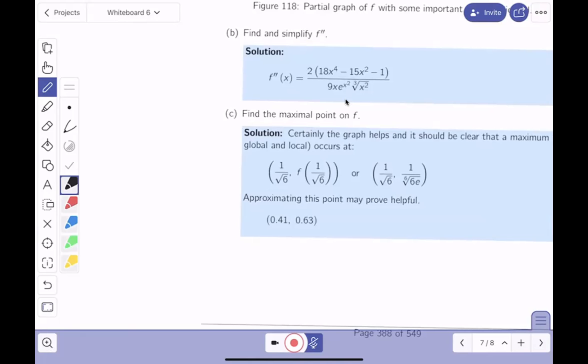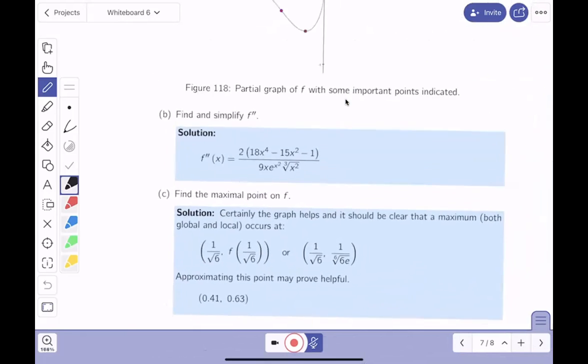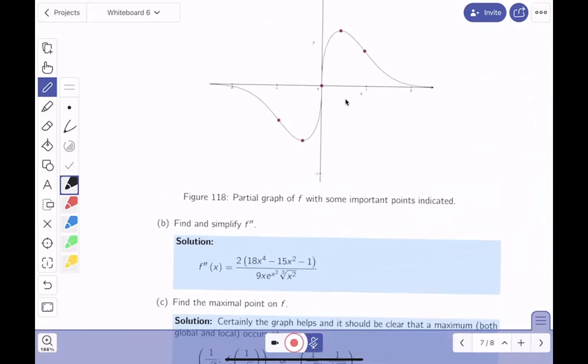So what I want to do is talk about why they asked me to do all this work over here. And part of it is, I know it's difficult. And I'm not saying you can't whine about it. You can whine about it, but they want me to find the maximal point on F. This is the picture they gave me. This is called a max, and it's a global max, by the way. This is a min, and it's a global min, by the way.